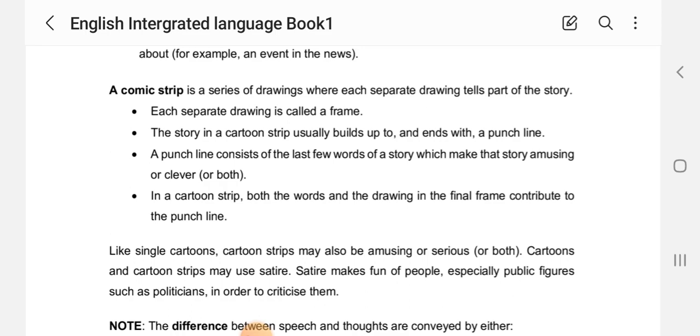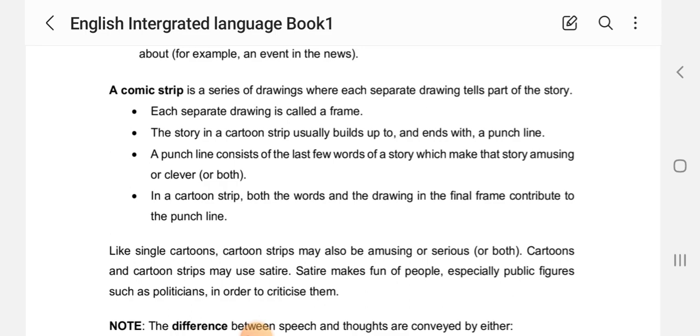Okay, so a punchline. The story in a cartoon strip usually builds up to and ends with a punchline. A punchline consists of the last few words of a story, which make that story amusing or clever, or both. It can be both amusing and clever. In a cartoon strip, both the words and the drawing in the final frame contribute to the punchline. A single cartoon may also be amusing or serious.